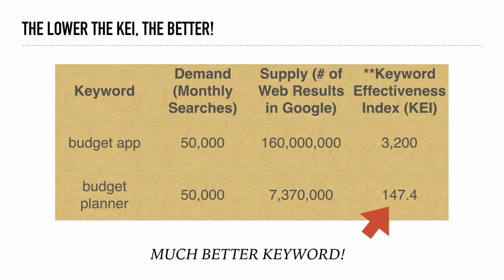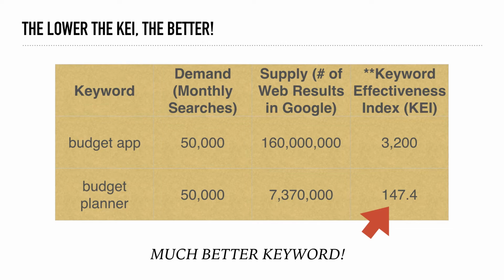In the case of the two keywords we picked out earlier, here is the KEI calculation. Since Google Keyword Tool just gives us a range in terms of the monthly searches, just get the midpoint or average as your demand for that keyword. In the case of the two keywords we chose, Google Keyword Tool says that they generate 10,000 to 100,000 searches per month, or an average of 50,000 per month.